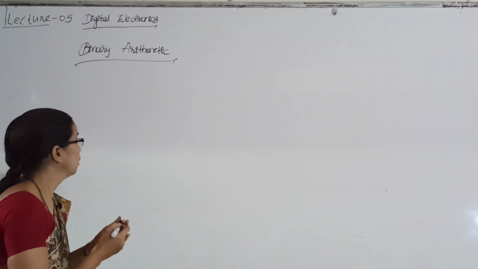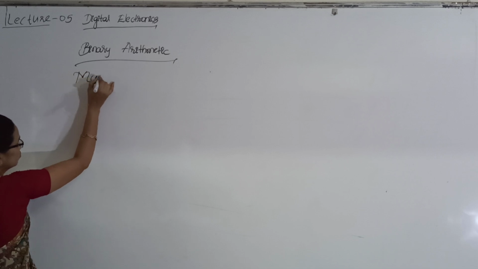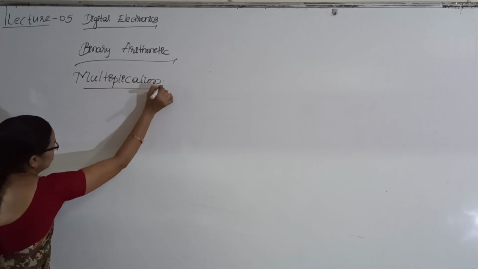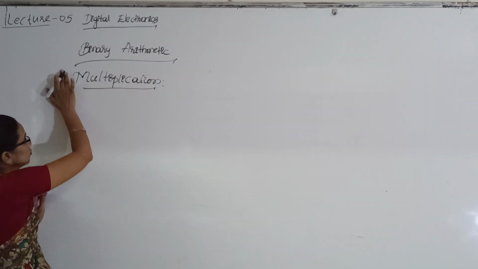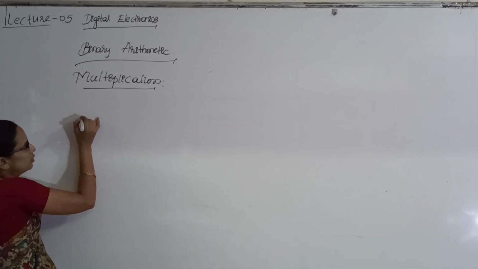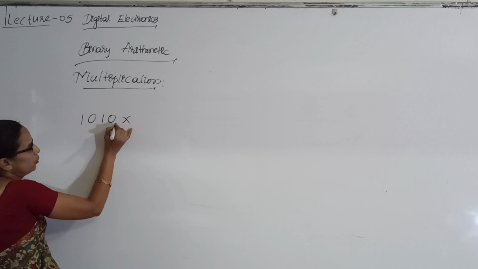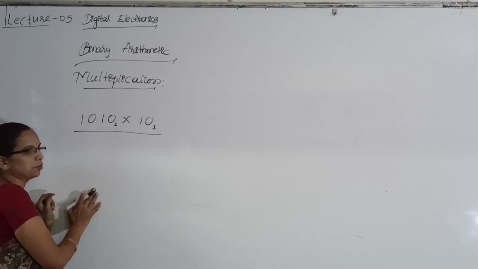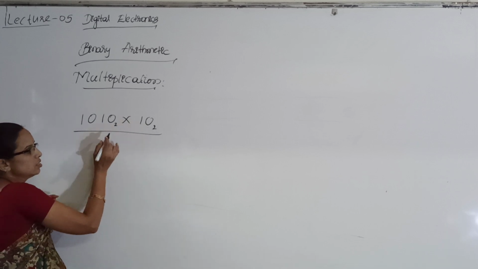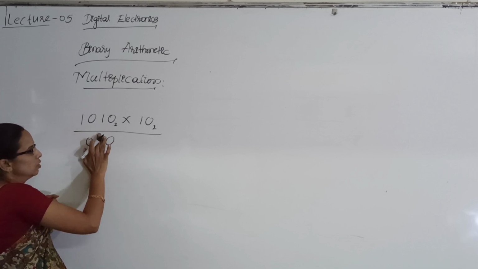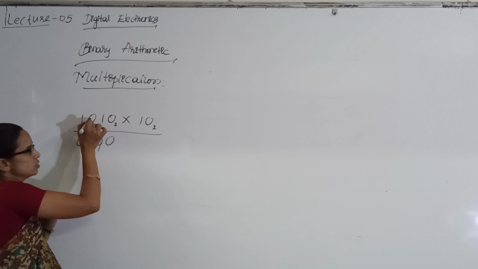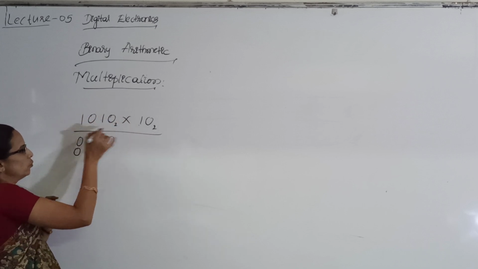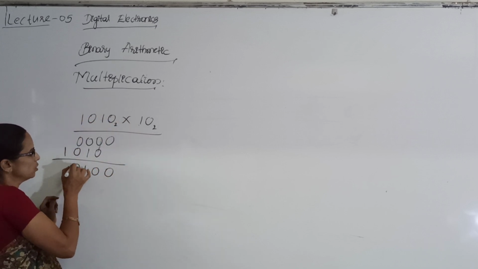Next is binary multiplication, 1010 into 10. This you have to do. Multiplication is very easy. 0 into 0 is 0. 0 into anything is 0, 0, 0, 0, 0. Then 1 into 0 is 0, 1 into 1 is 1, 1 into 0 is 0, 1 into 1 is 1. 0, 0, 1, 0, 1.